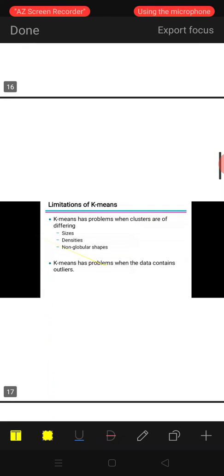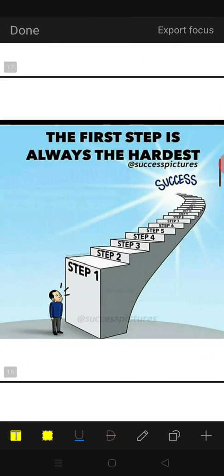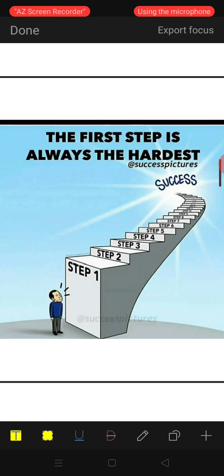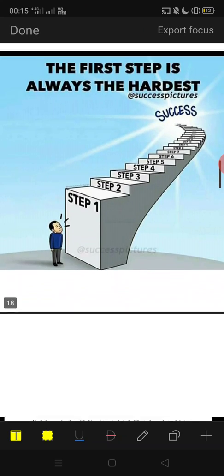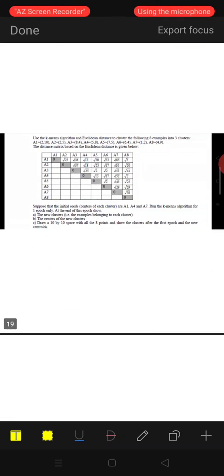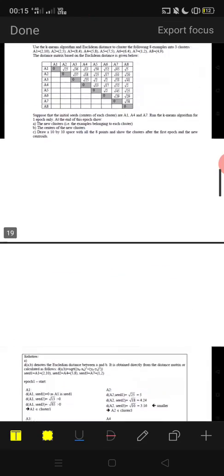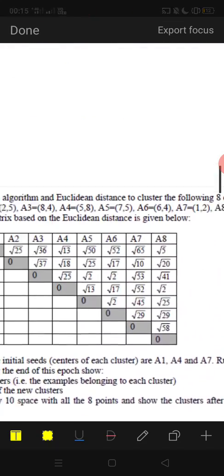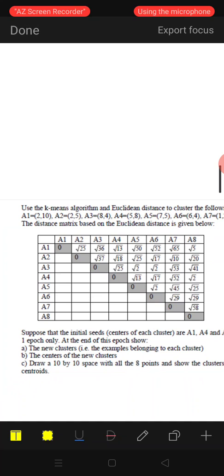What is k-means clustering? The first step is always the hardest for success, correct? That's not only for success, but for the k-means algorithm also. I will teach in a very different way: I will first teach you the shortcut for problems, then you will understand. The given question is very simple.